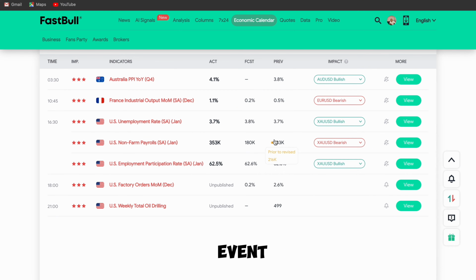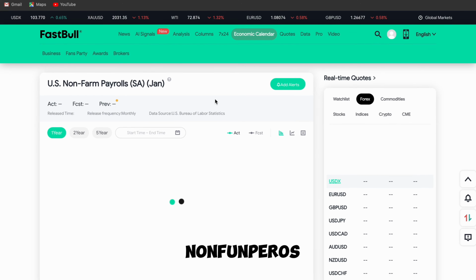Now, this economic event, obviously, they're always going to give you the previous data. You can see here we have previous, and then we have the forecast. Forecast means what they think, then we have the actual. Now, the previous data, remember we said these are jobs added to the US economy. If you don't understand this, you can always click this and read through what non-farm payrolls are.